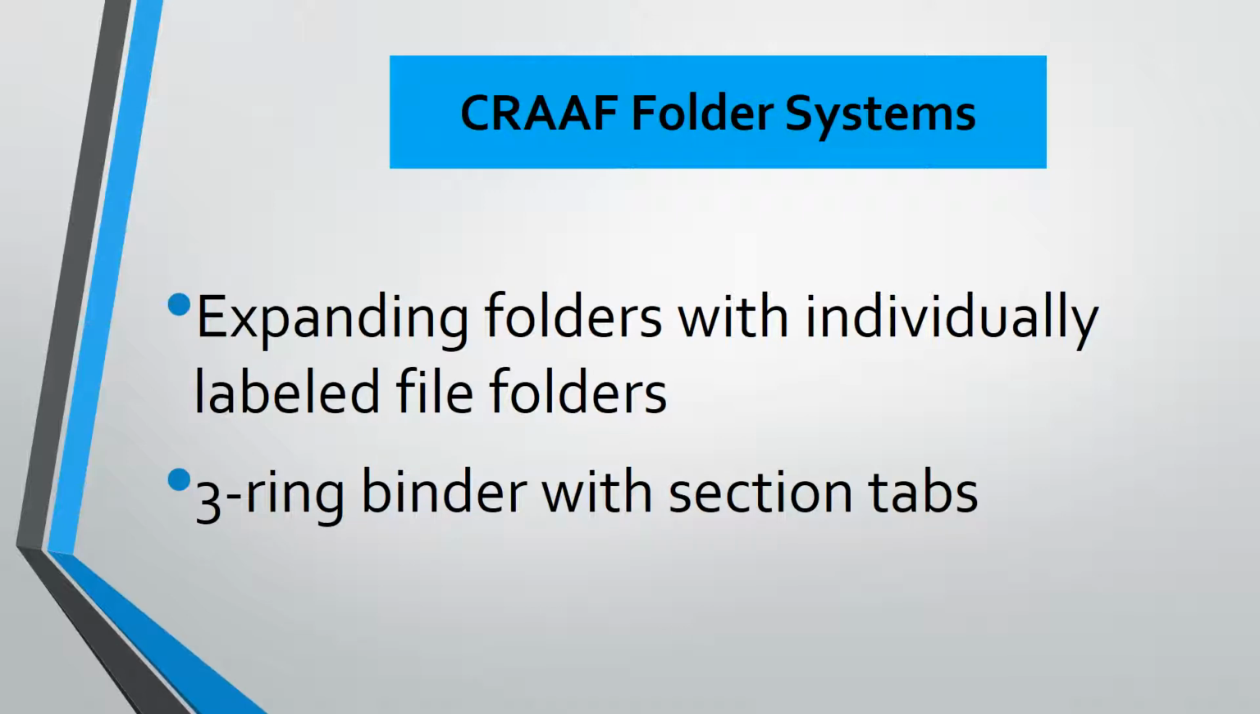Each school district can determine the system to use for the AAF. Your district may opt for expanding folders containing individually labeled file folders for each component and section, or a 3-ring binder with section tabs may be utilized. Any system will work as long as all components of the AAF are included.